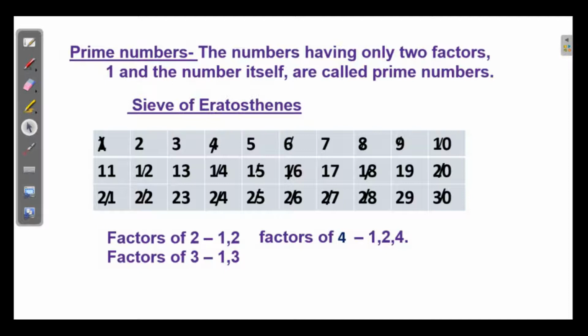Now the prime numbers are 2, 3, 5, 7, the numbers which are not striked off. 11, 13, 17, 19, 23 and 29. So these are the prime numbers between 1 and 30.